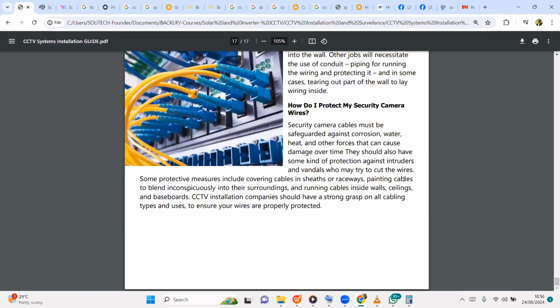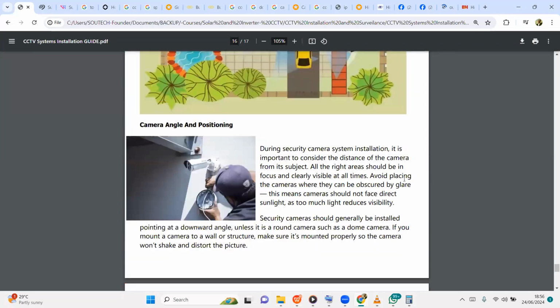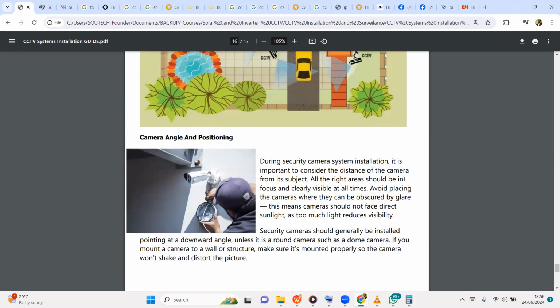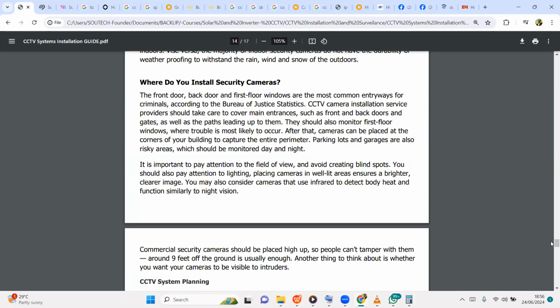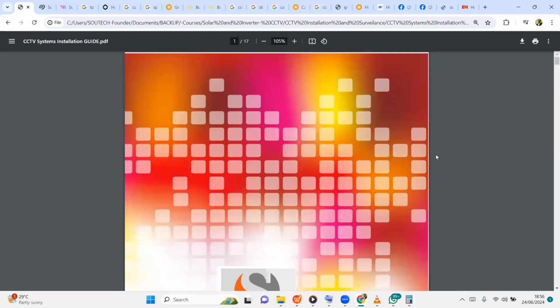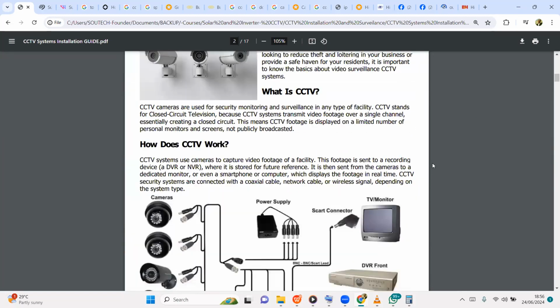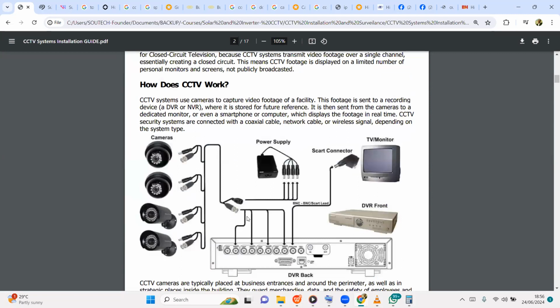Okay, so I think that's all. We've looked at the fundamentals of setting up CCTV systems. So basically we said you need an NVR or a DVR, you need your cameras, you need your hard disks, you need your monitor, you need internet if you're going to configure it for remote viewing.